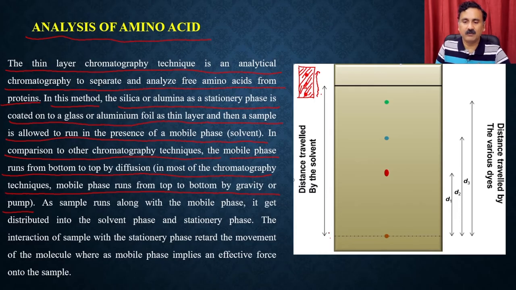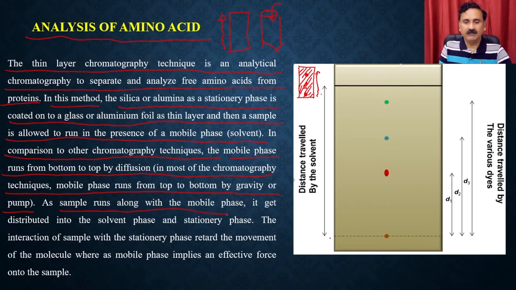Now what you see here is that in TLC the solvent moves from bottom to top because of diffusion. Compared to that, in conventional chromatography you always see the mobile phase running from top to bottom. For example, if you run a column, the water runs from top to bottom, whereas in thin layer chromatography the solvent runs from bottom to top because of the diffusion.